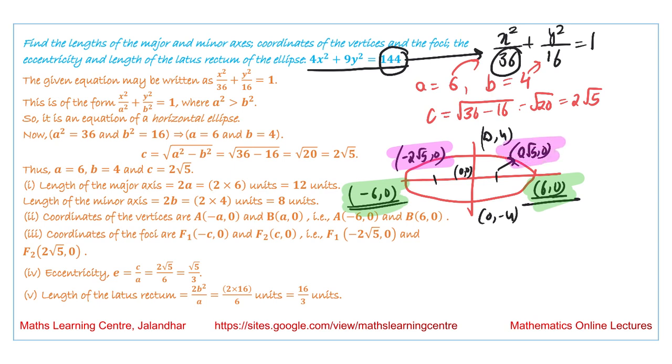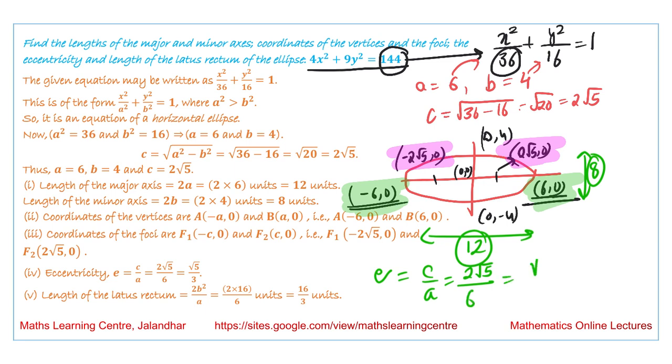Then the length of the major and minor axis. The length of the major axis will be 12, and the length of the minor axis will be 8 units. Then we have to calculate the eccentricity e, that is c by a, that is equal to 2 root 5 by 6, that is equal to root 5 by 3.